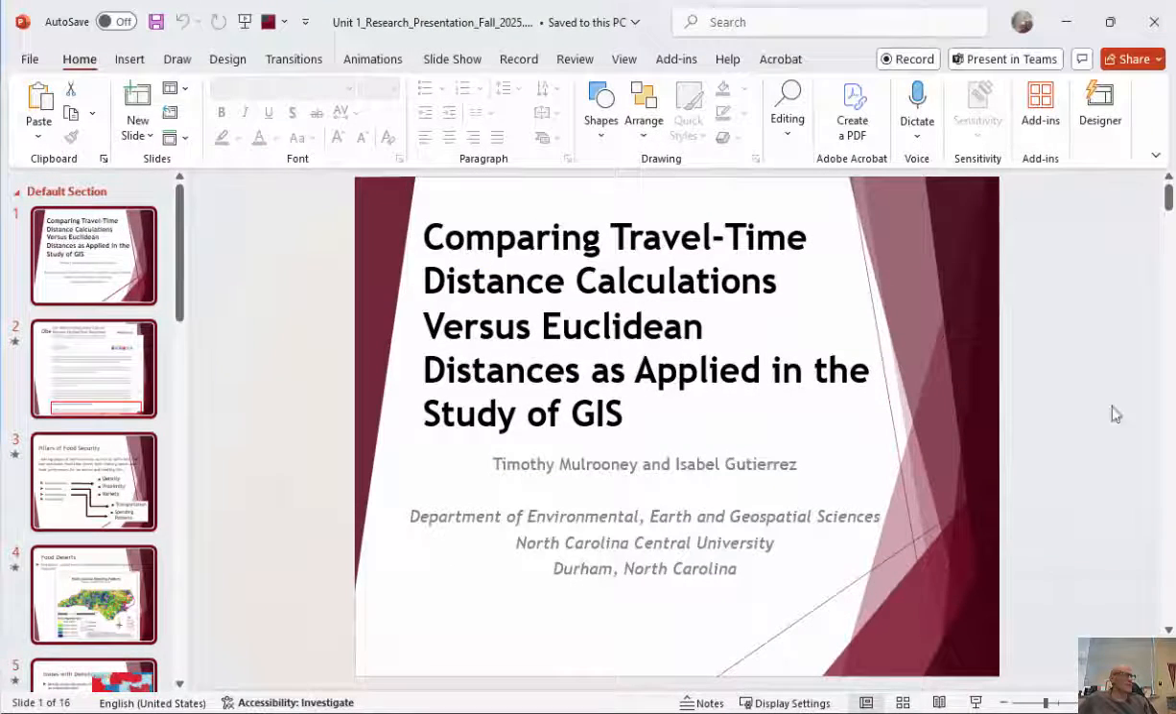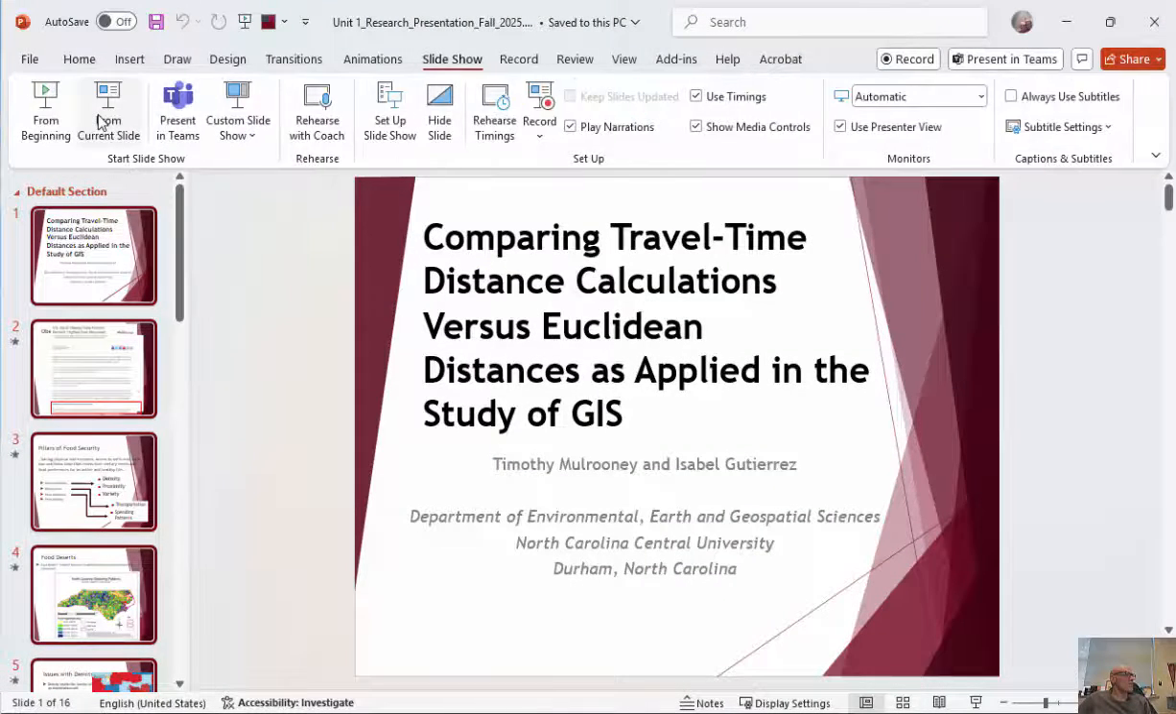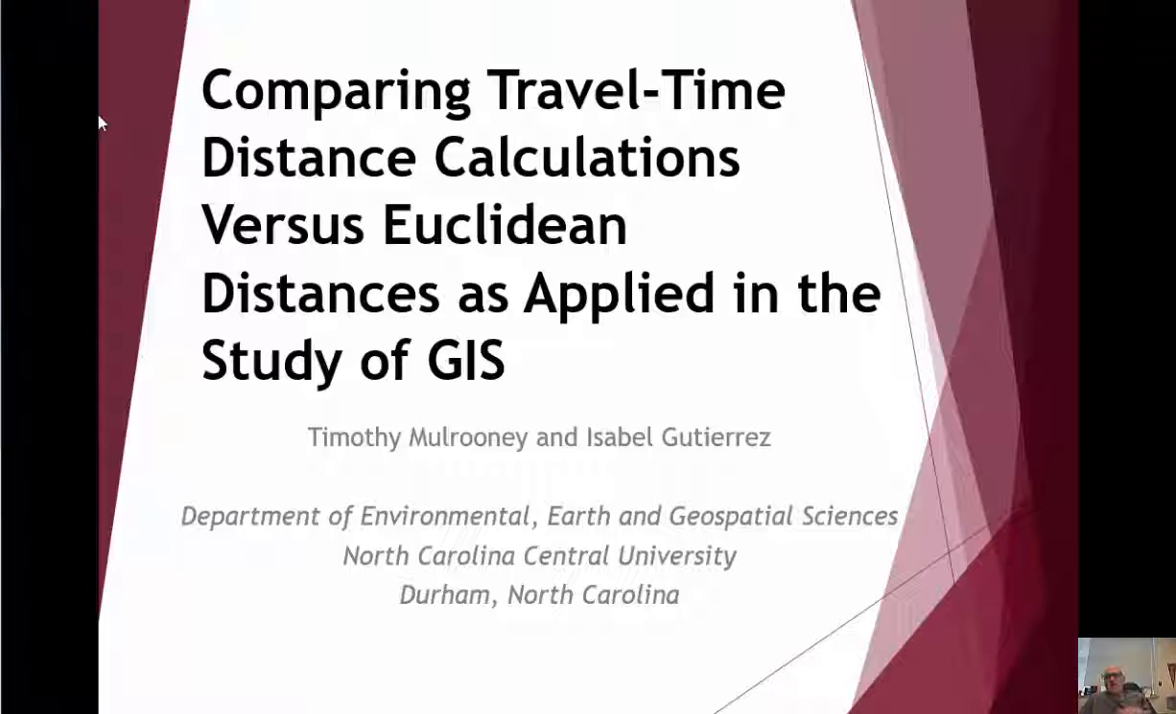Now, the other thing we're going to do today is look at some practical applications of food security analysis. This was a presentation that I gave with a student a few years ago on how to compare travel time calculations versus Euclidean distances as applied to the study of GIS. So how do we quantitatively measure these? We're going to talk about applications of food access, food availability, and the exercise that we've provided.